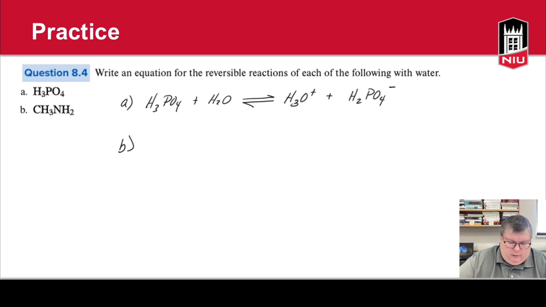Similarly, let's do B, which is methylamine, CH3NH2 plus H2O goes to CH3NH3+ plus OH-.